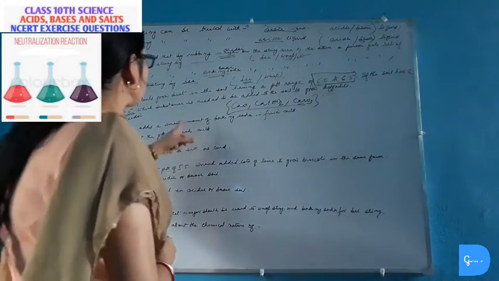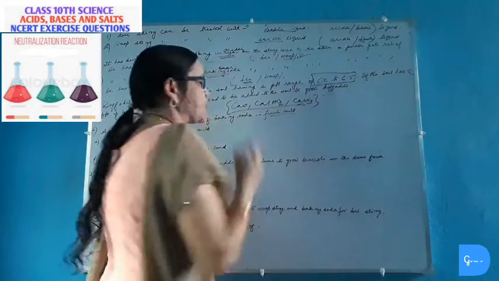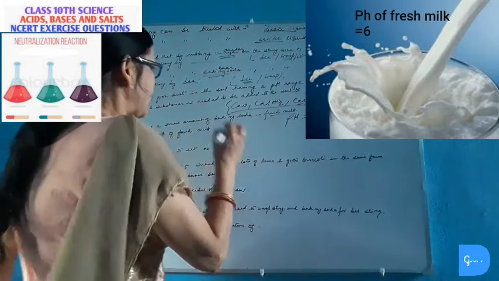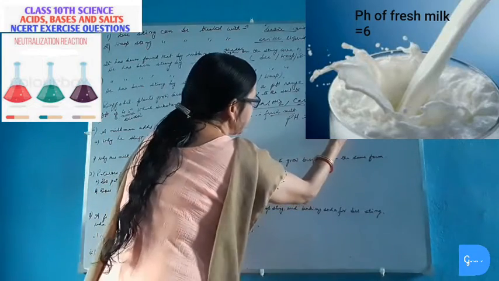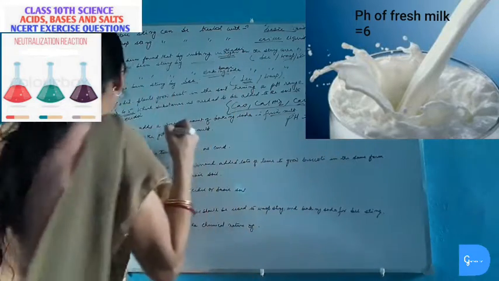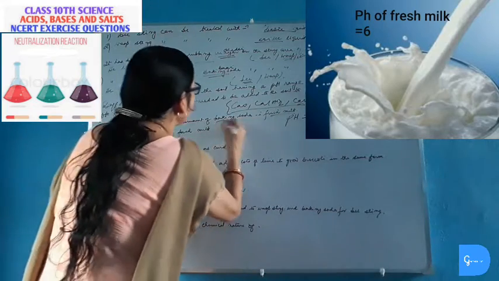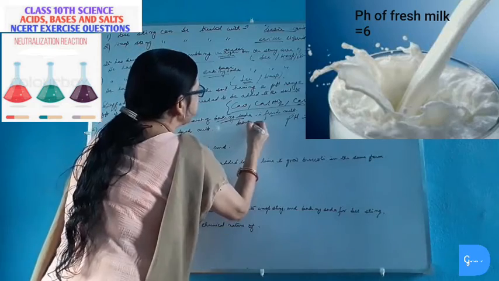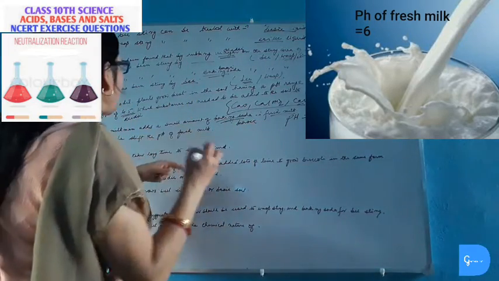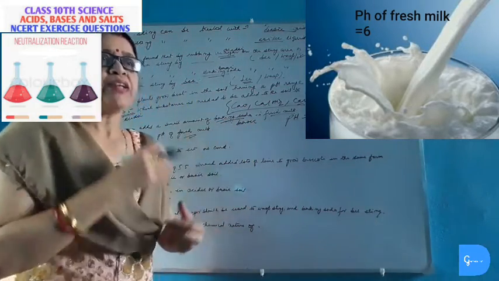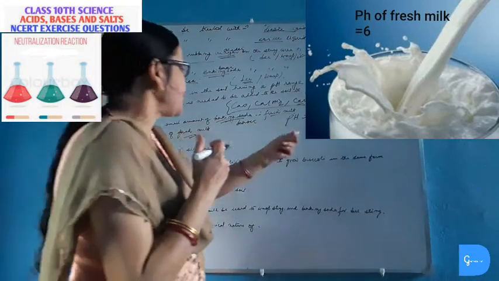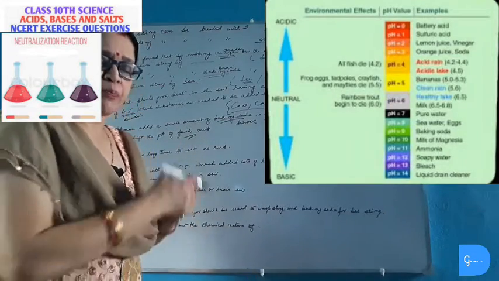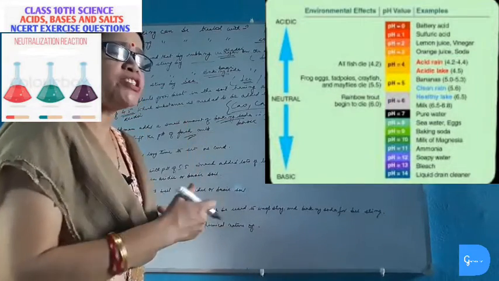A milkman adds a small amount of baking soda to fresh milk. Fresh milk has a pH of 6, which means it is slightly acidic in nature. The milkman is adding some baking soda, which means he is increasing the pH towards basic. Why does he shift the pH of the fresh milk? The milkman is shifting the pH of fresh milk from 6 so that it becomes basic in nature, more than 6. The fresh milk becomes basic here, with a pH of more than 6.